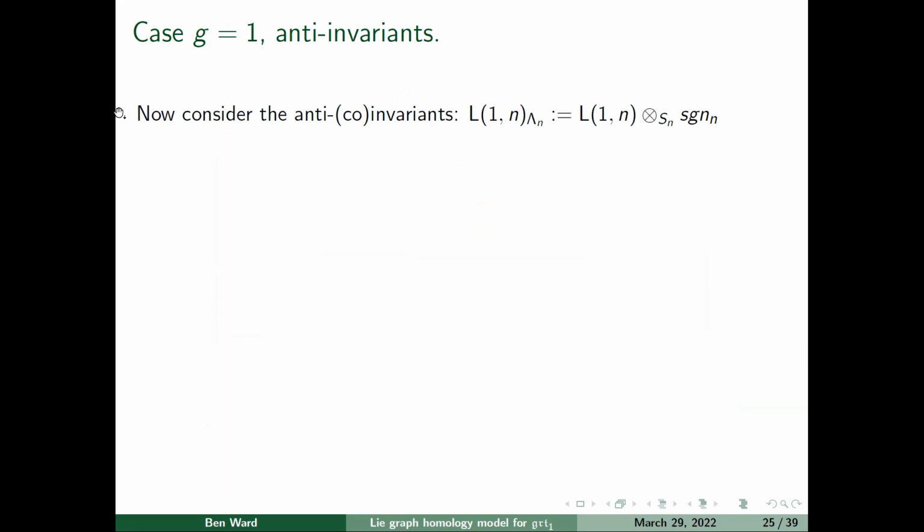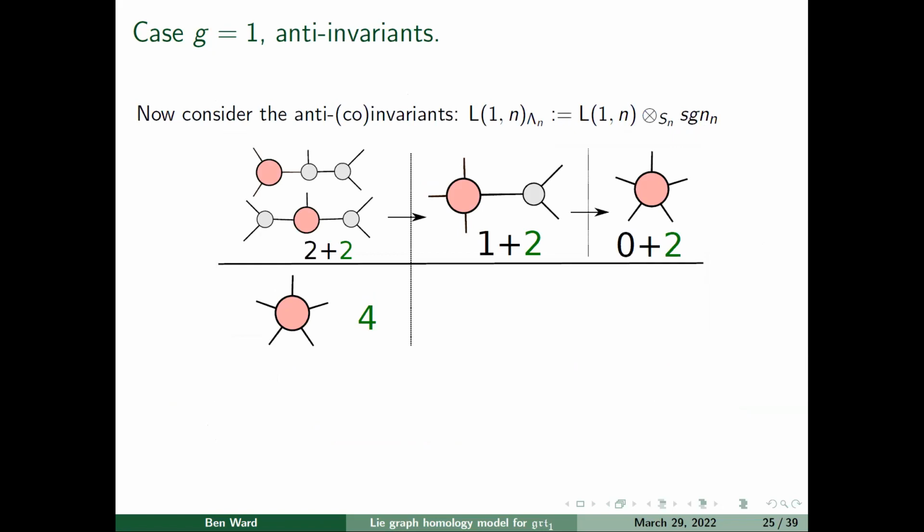So let me just go to the anti-invariants. What do I mean by that? I mean, tensor with the sign representation and take the invariants of that, or in other words, take just the number of copies of the alternating representation in each of these S_N modules. If I do that, then this complex becomes extremely simple, because every time I have a commutative label, this has to have a trivial S_2 representation, but it also has to give me a minus sign. So every time I see this, it just vanishes.